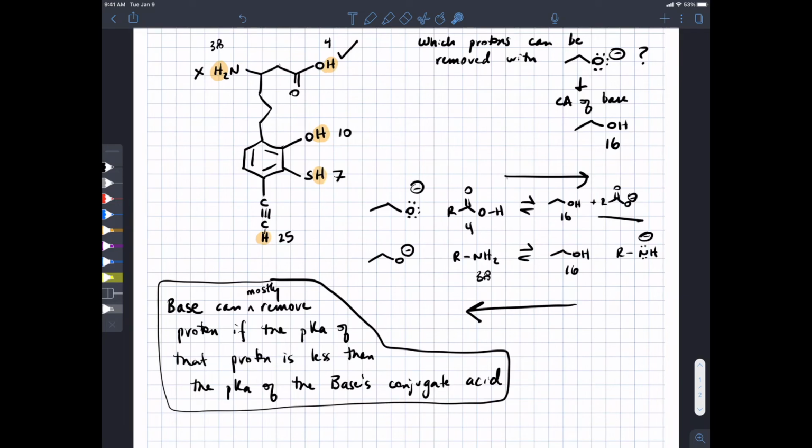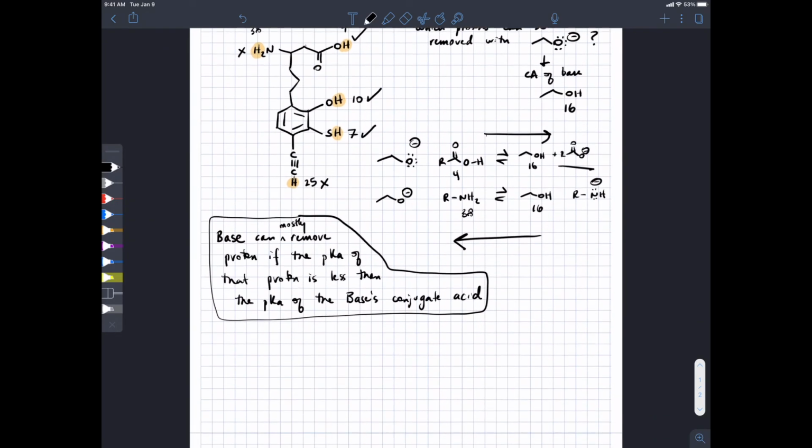So stronger acids have lower pKa. Oh yeah, stronger acids have greater Ka, smaller pKa equals loses proton. Good, there you go, that's a good summary. So we just need to compare this number 16 with numbers over here for our various acids, and if the number's less than 16, yes, the base can remove that proton. If it's higher, then no.